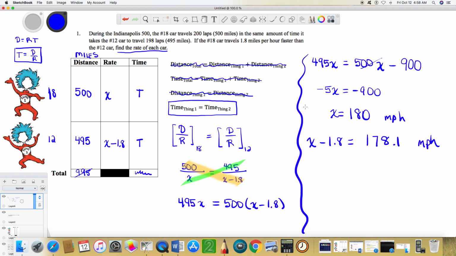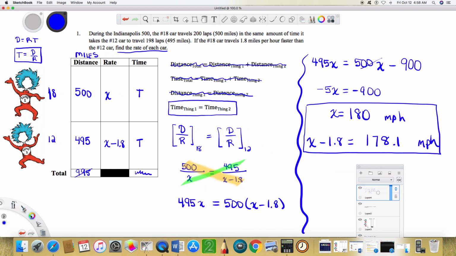All right, so what have we just found? Well, I believe that we have just found what they were asking for, the rate of each car. The rate of the winning car was 180 miles per hour. And the other car, 178.2 miles per hour. And we've put miles per hour up here.